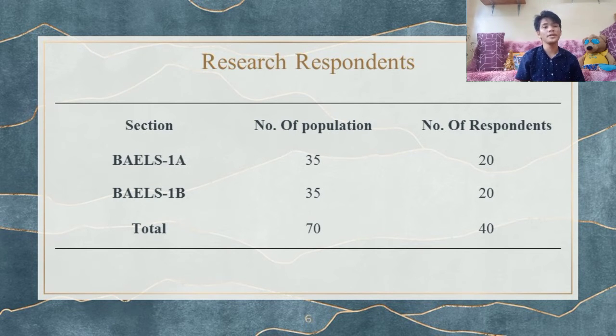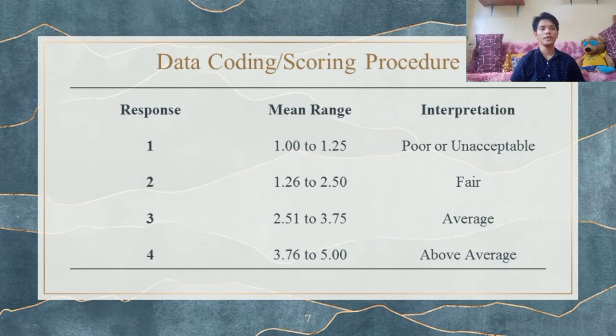Now, according to Gay 2013, it is very important to have more than half of the population as your respondents in order to generalize the results of your study. For the data coding and scoring procedure, presented here are the responses 1, 2, 3, and 4, with the equivalent mean range and the corresponding interpretation.